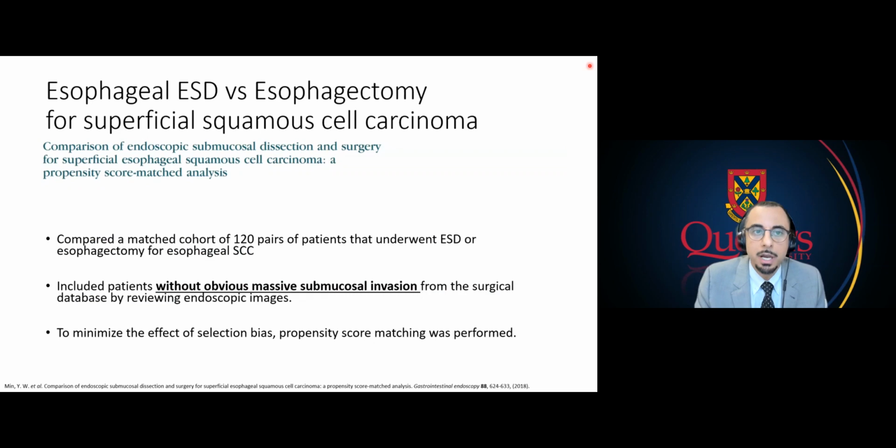Another study here is in terms of esophageal ESD versus esophagectomy for superficial squamous carcinoma. This was a study that compared 120 pairs of patients that underwent ESD or esophagectomy for squamous cell carcinoma. It included patients without obvious massive submucosal invasion based on the imaging from a database of endoscopic images. And to minimize the effect of selection bias, they used propensity score matching.